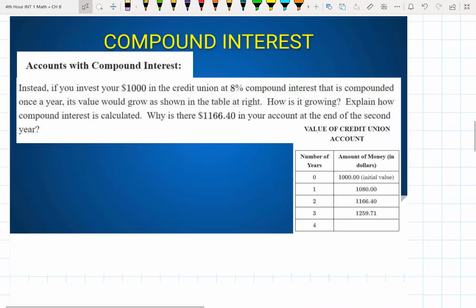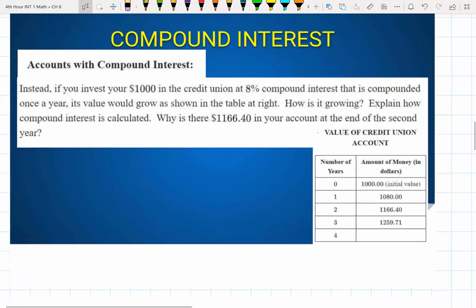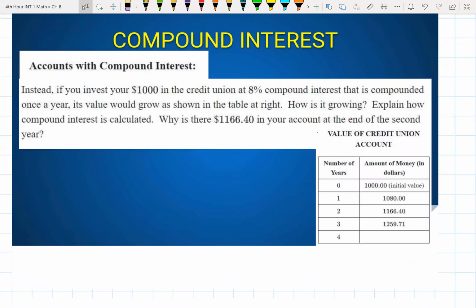So in part C of this problem, we are now studying compound interest. Instead, if you invest your $1,000 in the credit union at 8% compound interest, that is compounded once a year. Its value would grow as shown in the table at the right. Let's explore how it's growing, and let's see if we can't figure out what this compound interest means here and why there is $1,166.40 in our account at the end of that second year.